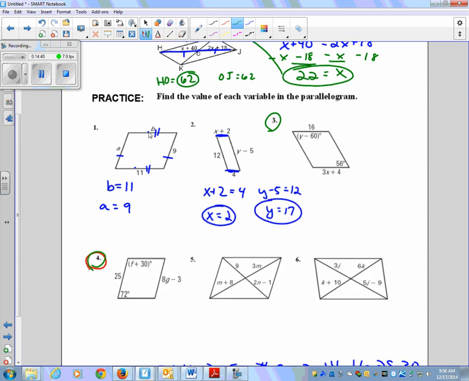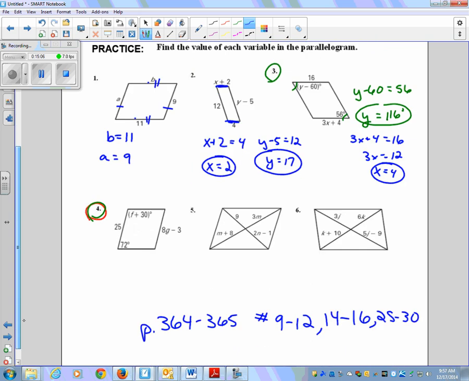Number 3, we have to notice that these are opposite angles, and opposite angles are congruent. So Y minus 60 equals 56. So Y equals 116. And then opposite sides for X. 3x plus 4 equals 16. So x is going to be 4.